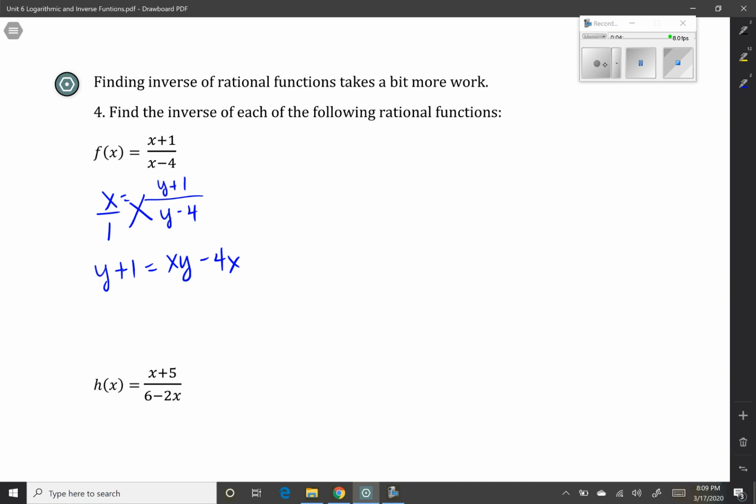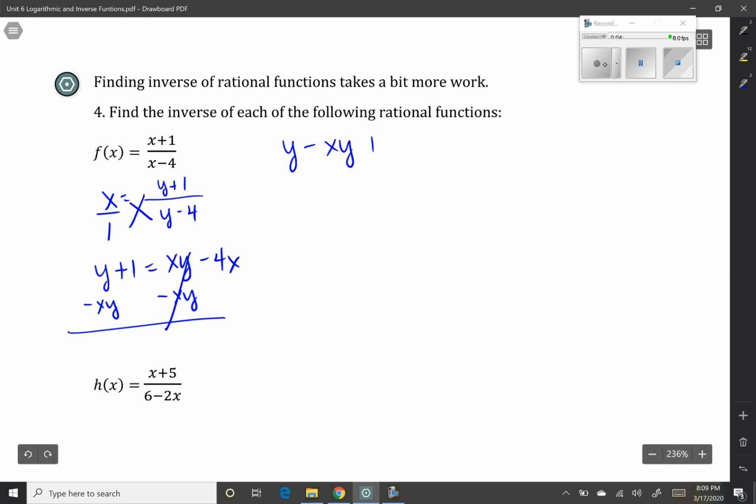So I'm going to move my y's so that they're together. I'm going to subtract this xy to the other side. That's going to leave me with y minus xy plus 1 equals negative 4x. And then I'm going to move the 1 because it doesn't have a y, essentially trying to get one side of the equation to just have the y's.